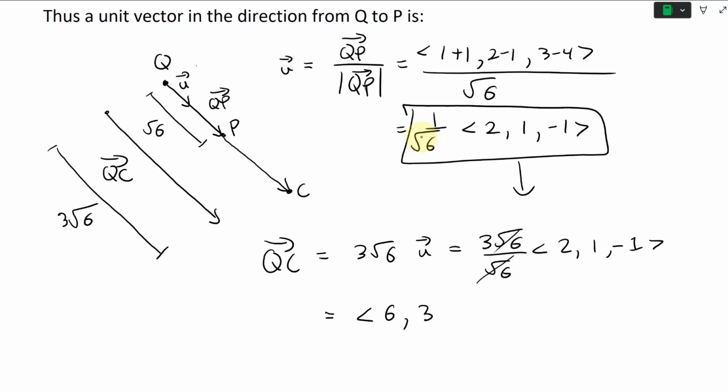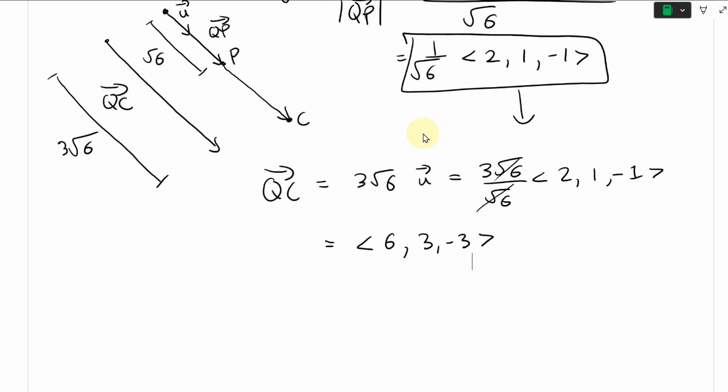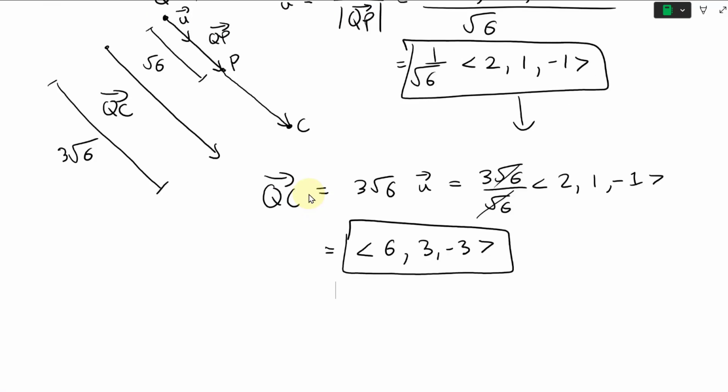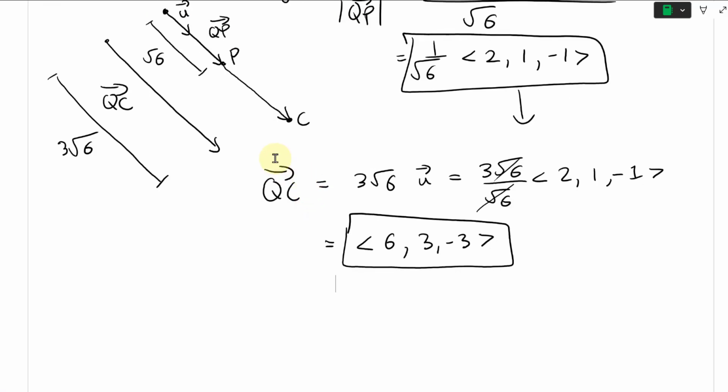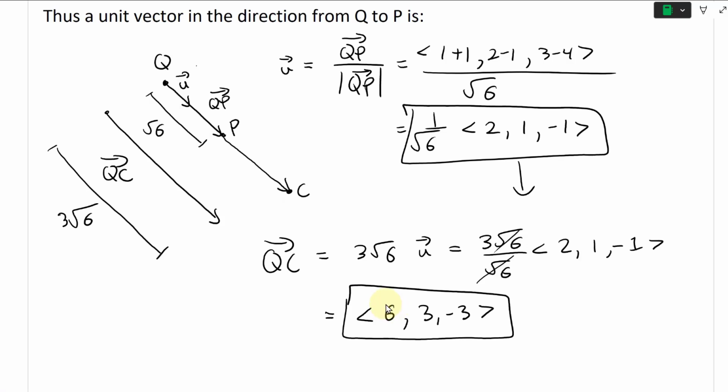Like this: 6, 3, negative 3. Alright, so this is the position vector of QC, but to get the actual point C, we just have to combine these two vectors right here. We go Q plus this right here.